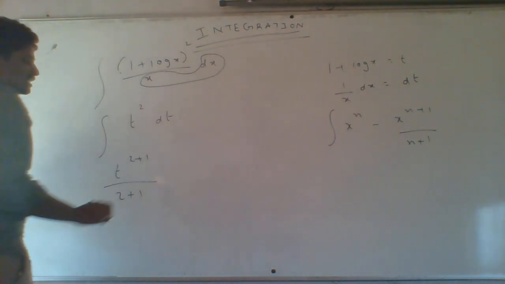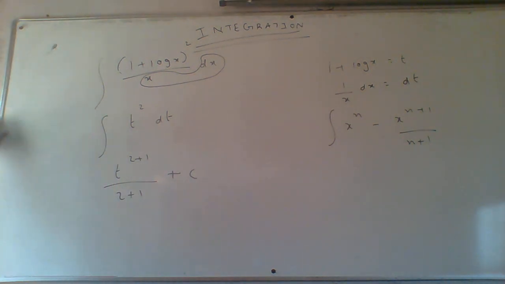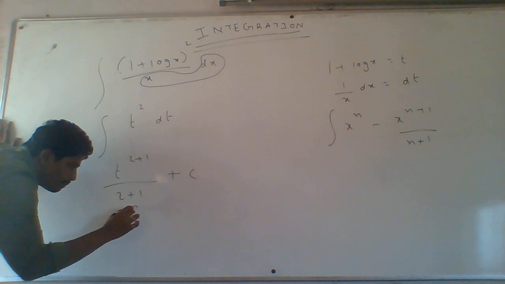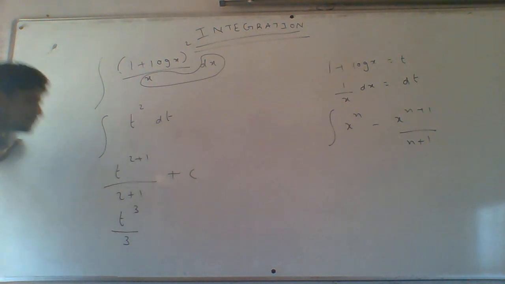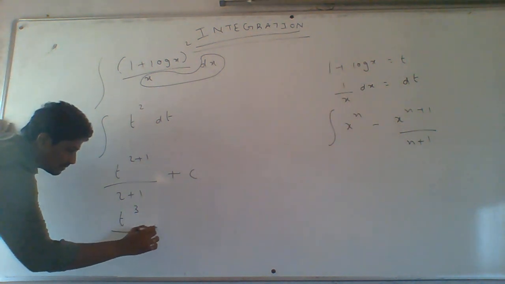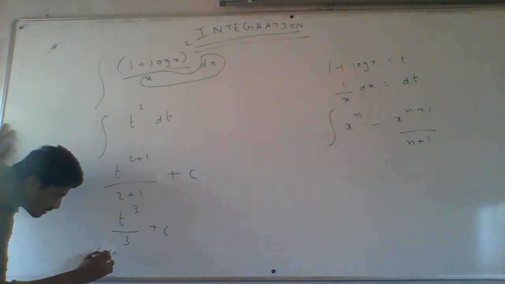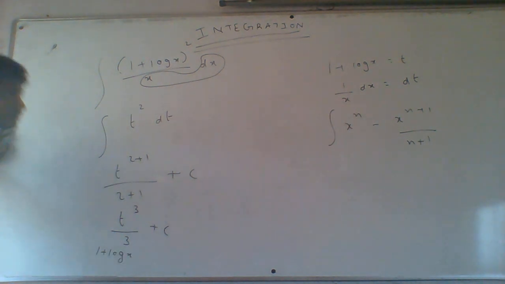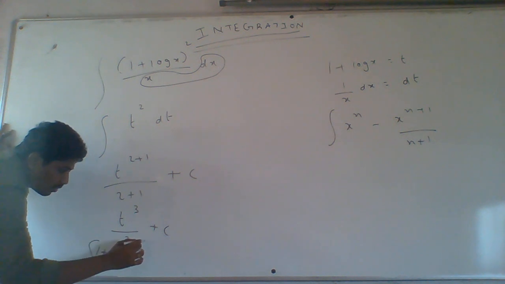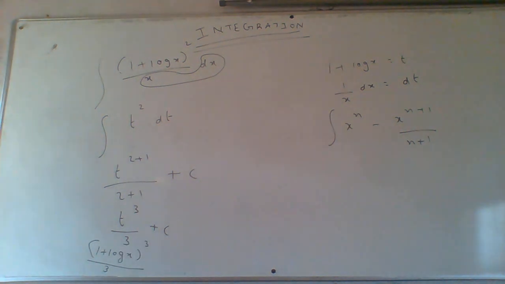After finishing integration, we have to add plus c. Next, it is t power 3 by 3 plus c. In the place of t, substitute the given value 1 plus log x. So it is 1 plus log x whole cube by 3.